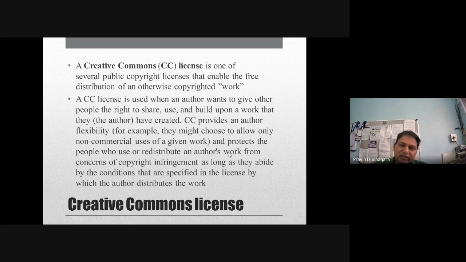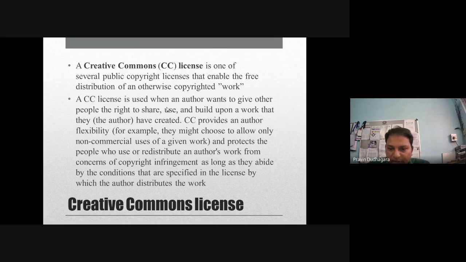Okay, so a CC license is used when an author wants to give other people the right to share, use, and build upon a work that they have created. CC provides an author flexibility and protects the people who use or redistribute an author's work from concern of copyright infringement, as long as they abide by the conditions specified in the license by which the author distributes the work. So it is one kind of license.